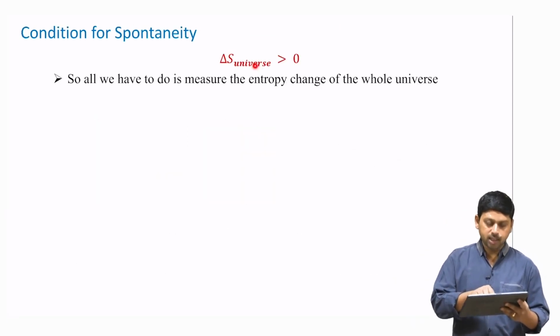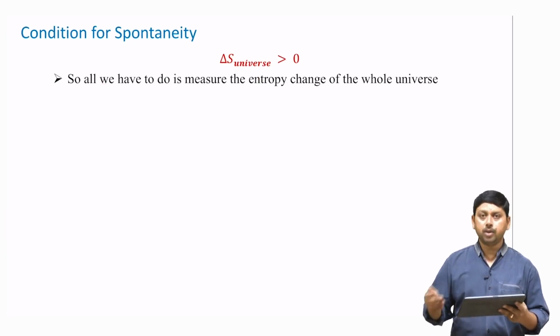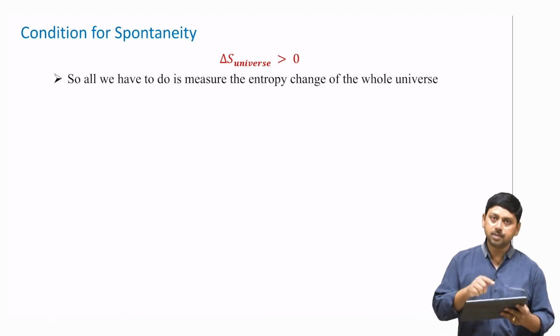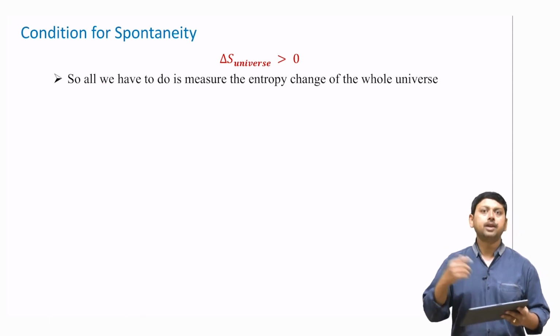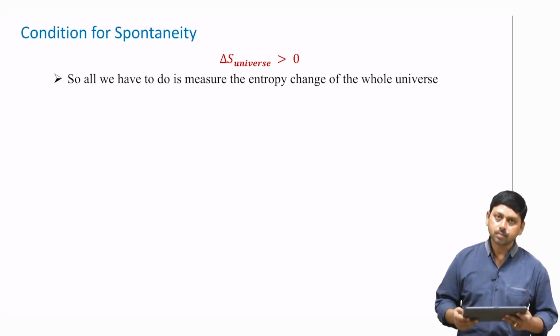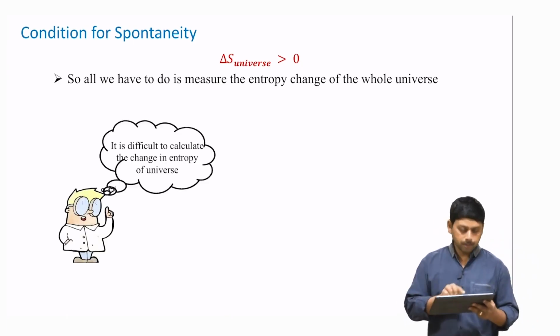So, the spontaneity condition is that delta S universe is greater than 0. Now, all that you have to do in order to understand whether the process is spontaneous or not is to calculate the system's entropy and the surroundings' entropy, and therefore the universe's entropy, and then we will get an idea about whether the process is spontaneous or not.